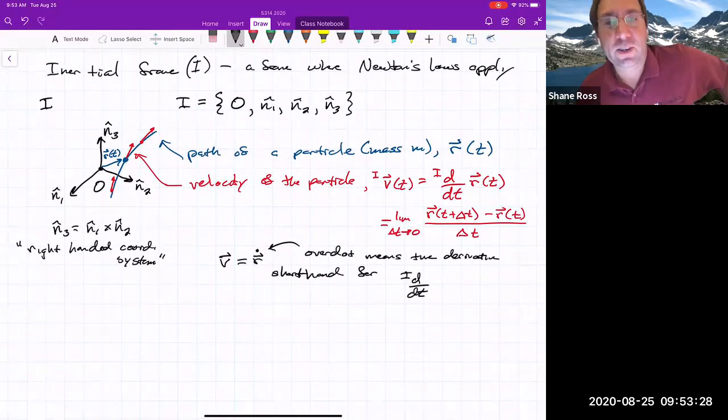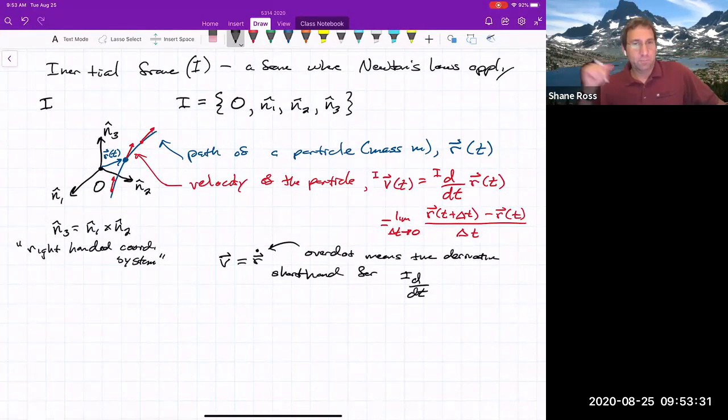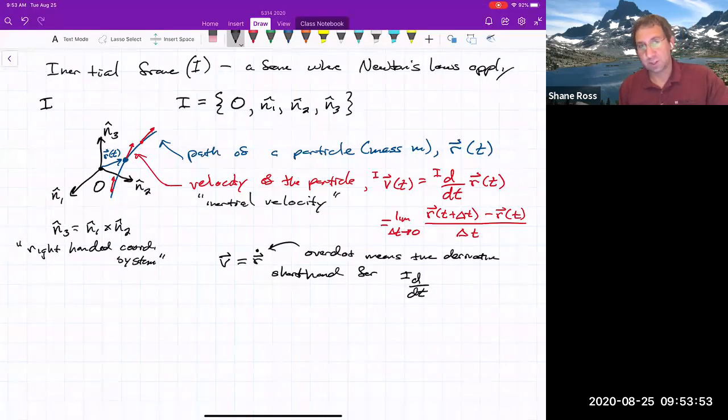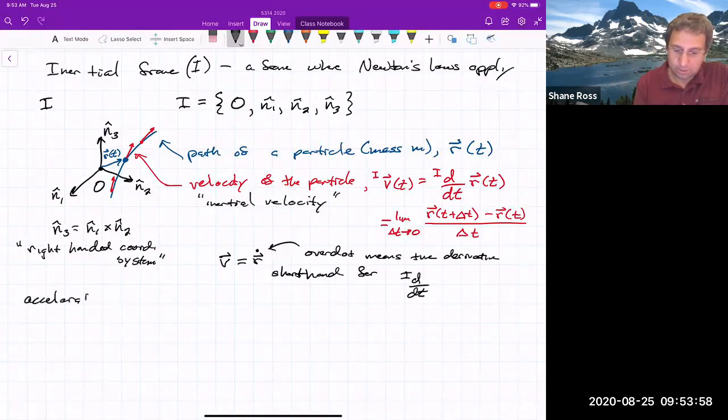So, okay, hopefully we've got this. You could talk about the path of a particle and then its velocity, which, because this is with respect to an inertial frame, we say it's the inertial velocity. And then what shows up in Newton's laws is acceleration. So we need to talk about the acceleration. Acceleration is just the inertial derivative of the inertial velocity. Maybe I'll just say inertial acceleration.